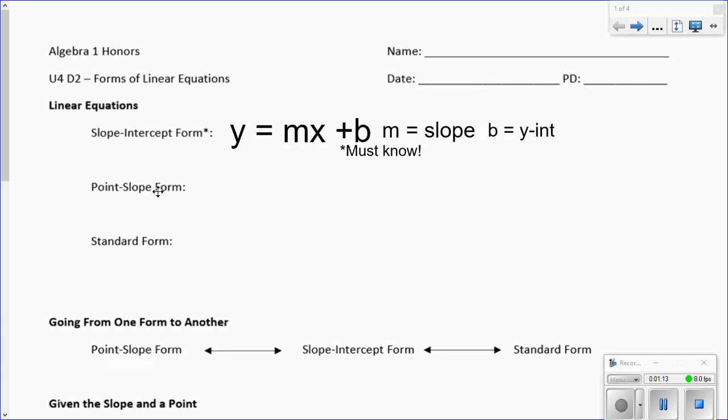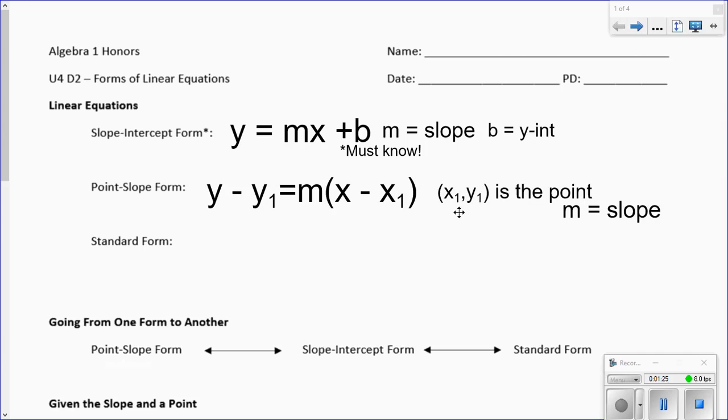Okay? Point slope form looks like this: y minus y1 equals m times x minus x1, where m again is our slope, but the x1 and the y1 are coordinates from an ordered pair. So they actually make up an ordered pair. This regular x and the regular y, the actual letters, should be in every one of these equations, okay? Because that's where you're going to plug in stuff if you need to, all right?